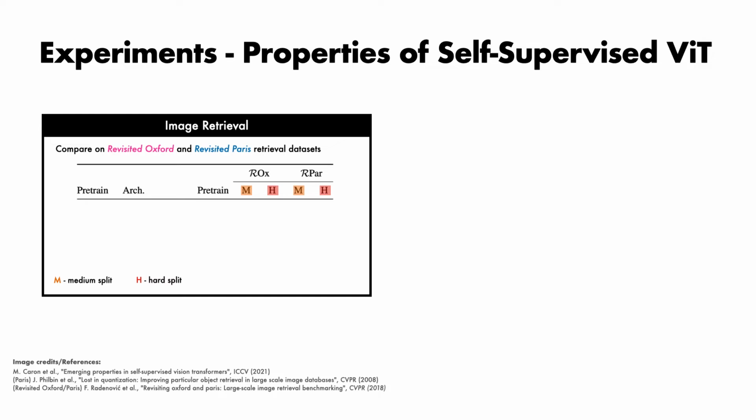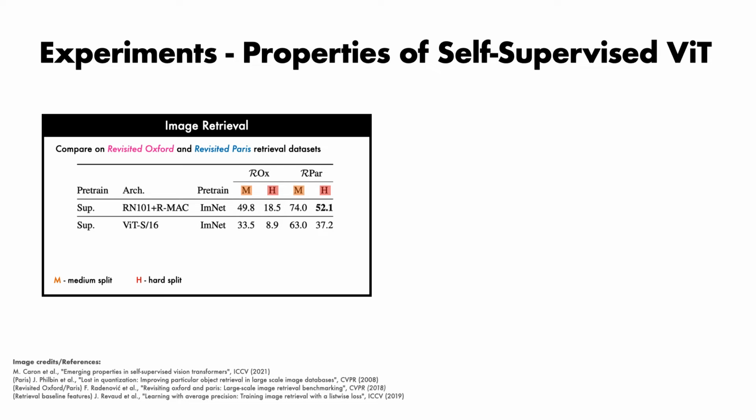Comparisons are first made with strong features from a supervised baseline trained with a listwise loss, as well as features from a supervised ViT-S/16 model trained on ImageNet. DINO performance is reported with a ResNet-50 architecture and a ViT-S/16 architecture, both yielding gains over the supervised ViT baseline. In each case, evaluation is performed by freezing the features and applying k-nearest neighbors directly for retrieval.